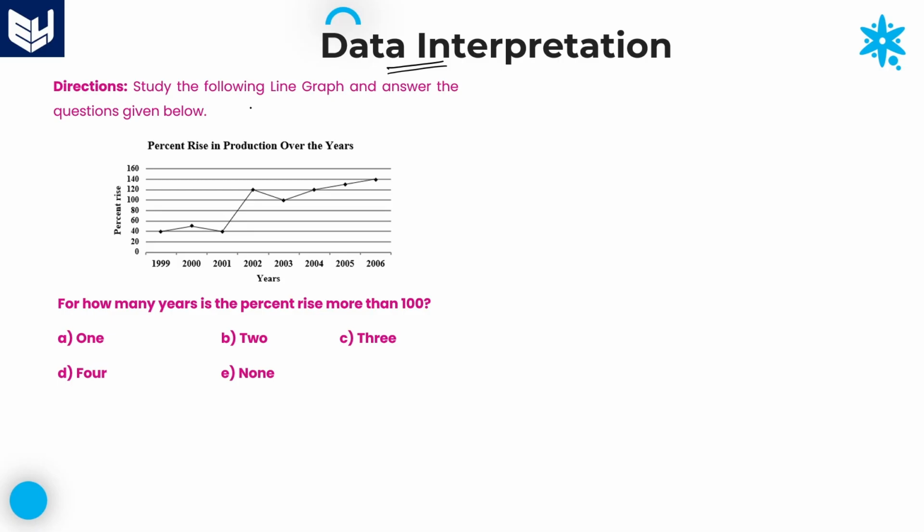First of all, we need to read the information carefully, and then understand what is given. Based on that, we need to solve the questions. Look at the information provided in this line graph: the percentage rise in the production over the years. Here the information is very important. You have to read it carefully.